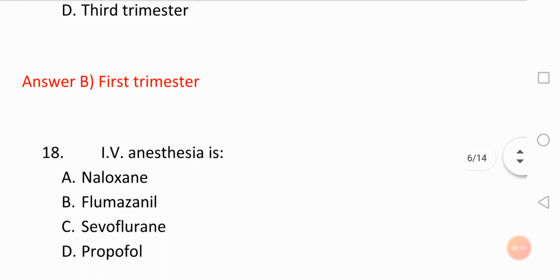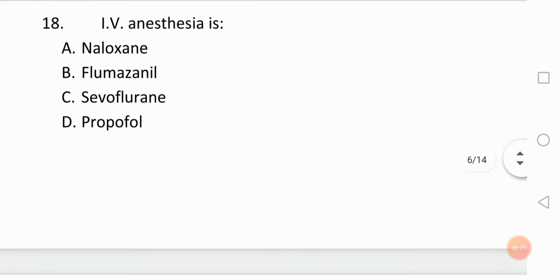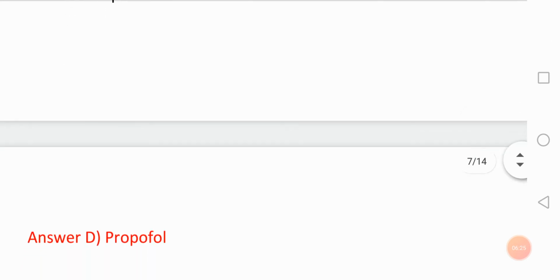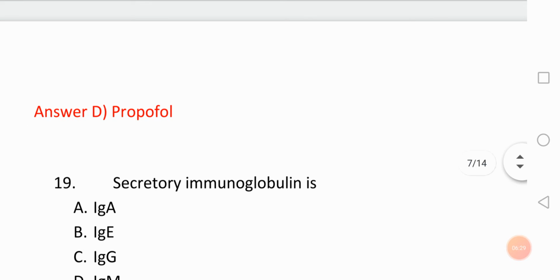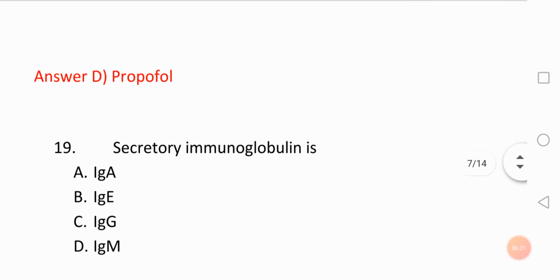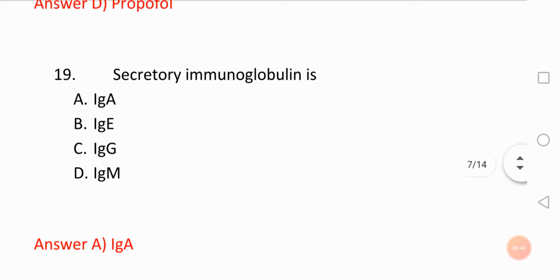18 question, IV anesthesia is: A. Naloxone, B. Flumazenil, C. Sevoflurane, D. Propofol. And the answer is D part, propofol. And the next question is, secretory immunoglobulin is: A. Immunoglobulin A, B. Immunoglobulin E, C. Immunoglobulin G, and D part, immunoglobulin M. And the answer is A part, immunoglobulin A.